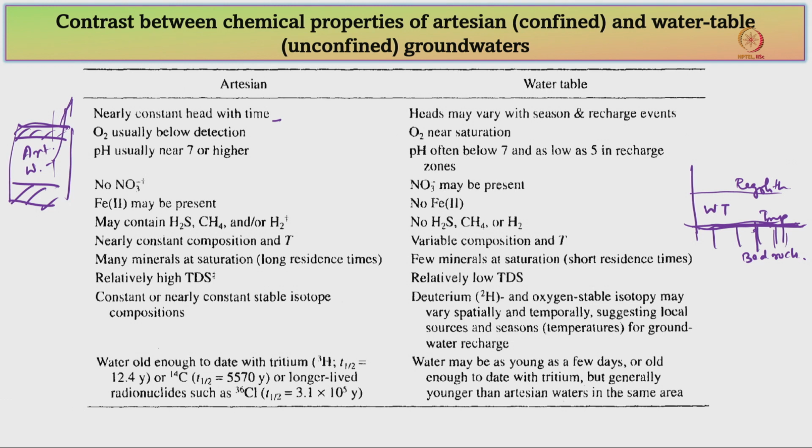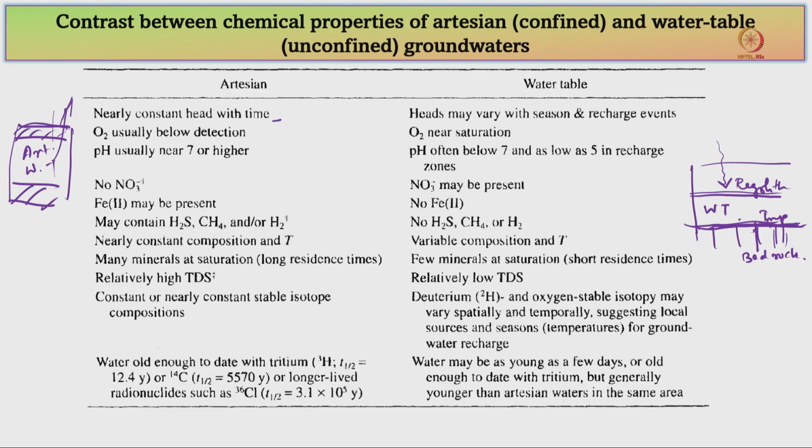In the other kind of water table, what is going to happen is, it is going to vary with the season and recharge events, because the water will pass through the regolith and the soil, and it is going to come and infiltrate into the water table. So, the season and the recharge events are going to control the water table height. Okay, what is the water table height?